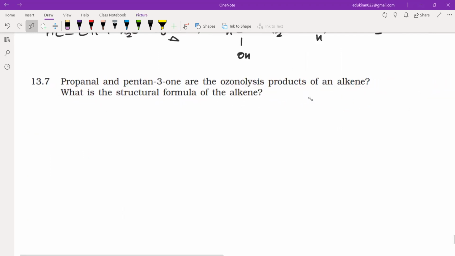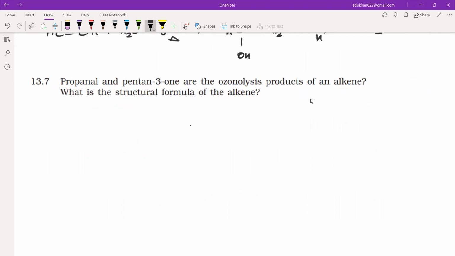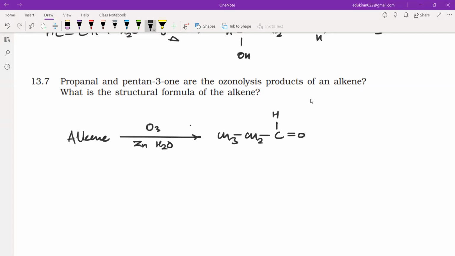Let us do this question. We have propanal and pentane-3-one as ozonolysis products of an alkene. So we have an alkene, we react this with O3, and in the second step zinc and H2O, we are getting propanal. Propanal means we have three carbons, CH3, CH2, C double bond O, and then there is hydrogen. And we have pentane-3-one. That means we have double bond O on this carbon, and it has two different carbons attached to it: CH3, CH2 and CH2, CH3. So this is pentane-3-one and this is propanal, correct?